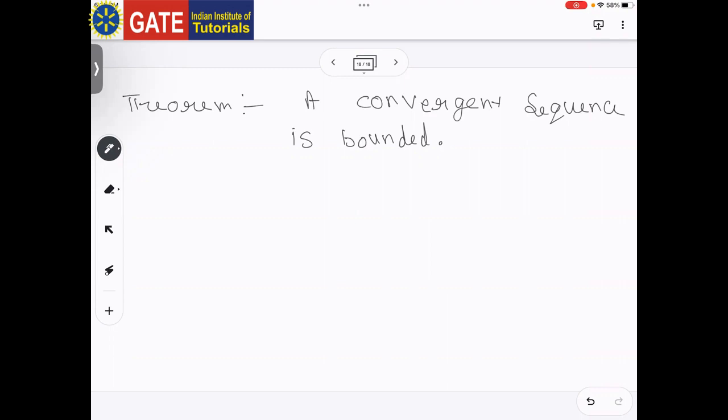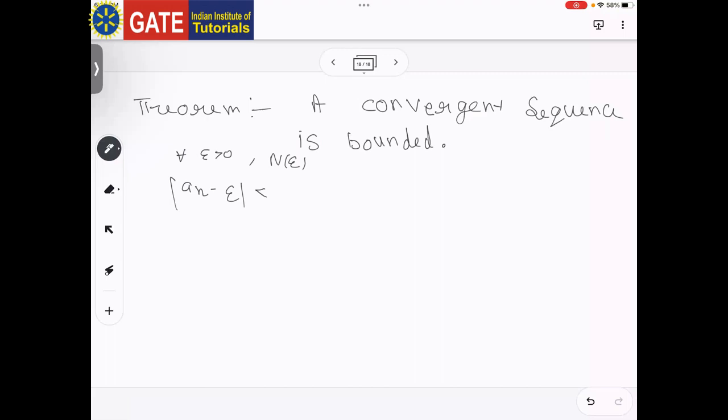So let's see the proof. Let's suppose a_n converges to L. This means for all epsilon greater than 0, there exists capital N depending on the epsilon such that modulus of a_n minus L is lesser than epsilon for all n greater than N, where L is the limit. This means that a_n belongs to L minus epsilon to L plus epsilon for all n greater than capital N.